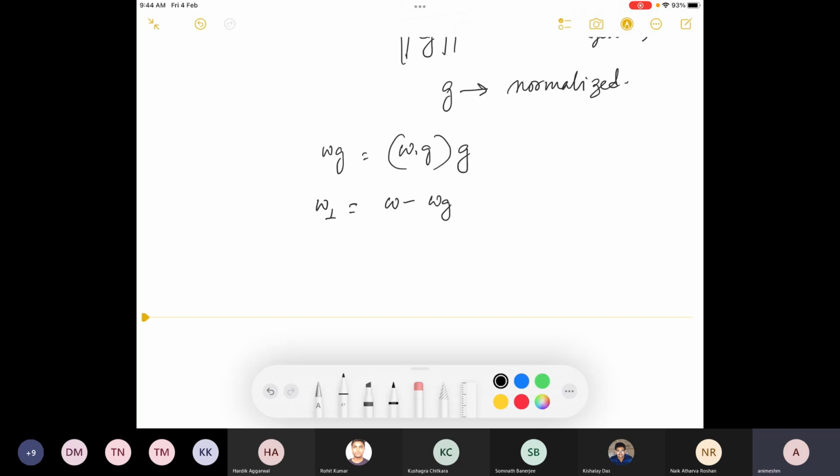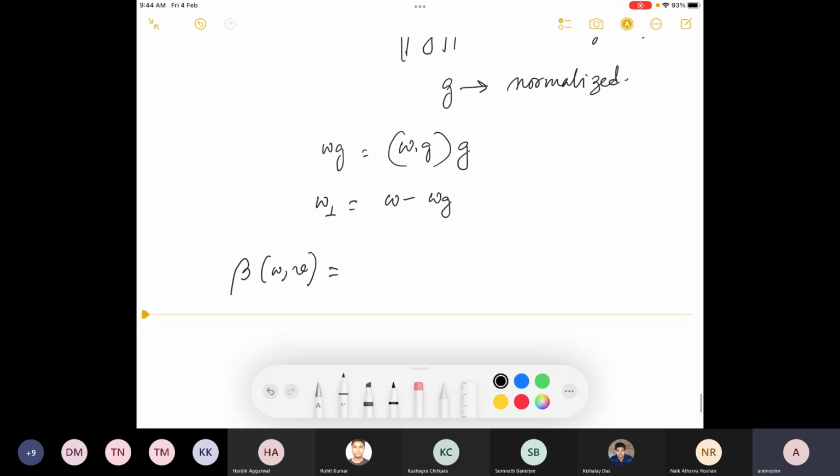Now we define a similarity score beta between two vectors W and V as follows.